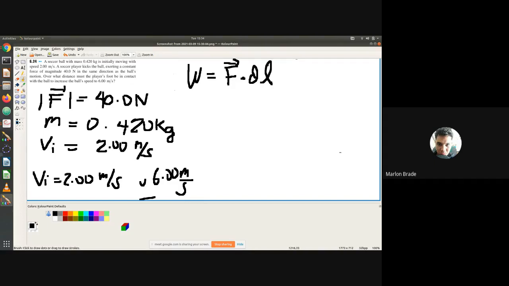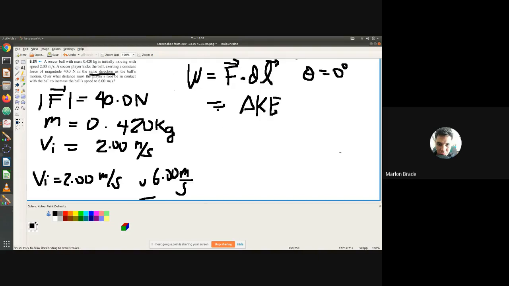Constant ra ang F, o given nganing awa ang gingon, no, exerted a constant magnitude in the same direction as the ball. So therefore kung unsa man galing ni ang angle between sa force ug sa displacement vector, ang ilang theta ani must be equal to 0 degrees. No? So this is equals to the change in kinetic energy.